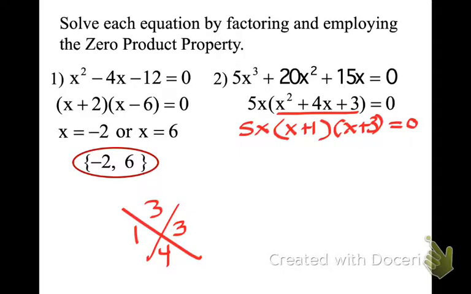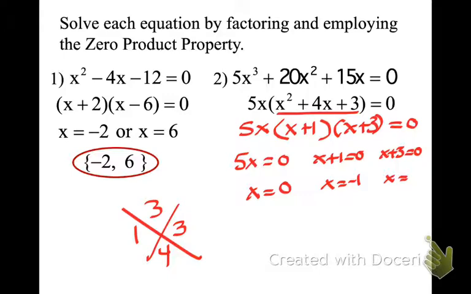So now I set them all equal to 0. 5x equals 0. x plus 1 equals 0. And x plus 3 equals 0. Elizabeth, do you have a question? No. Okay, David, do you? No, she answered. Okay. So on the first one, x equals what? 0. Good. On the second one, x equals? Negative 1. And on the third one, x equals? Negative 3.